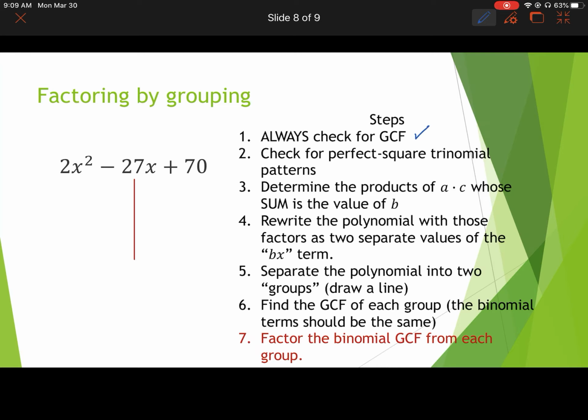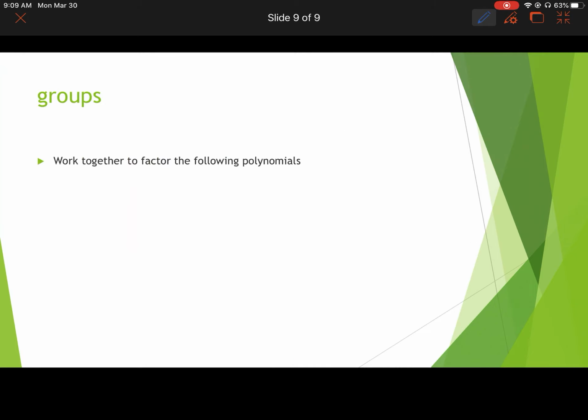Next, multiply your a times c value. Then you're looking for the factors that made that number and, when you add them together, give you the middle number, the b value. You're going to split that middle value into the two numbers that created it, and then you're just going to factor by grouping.